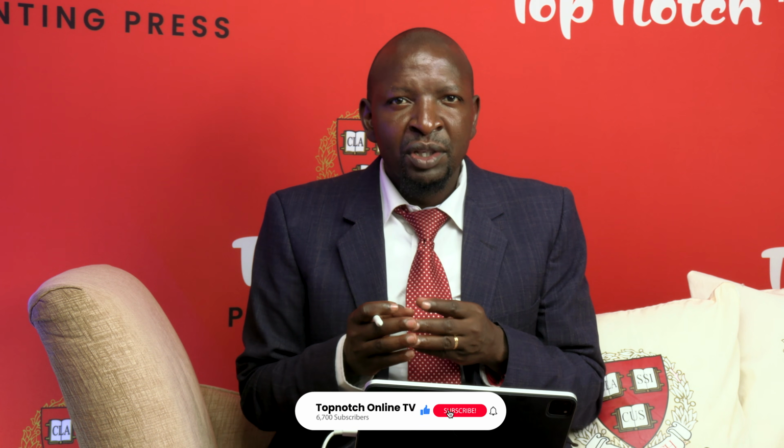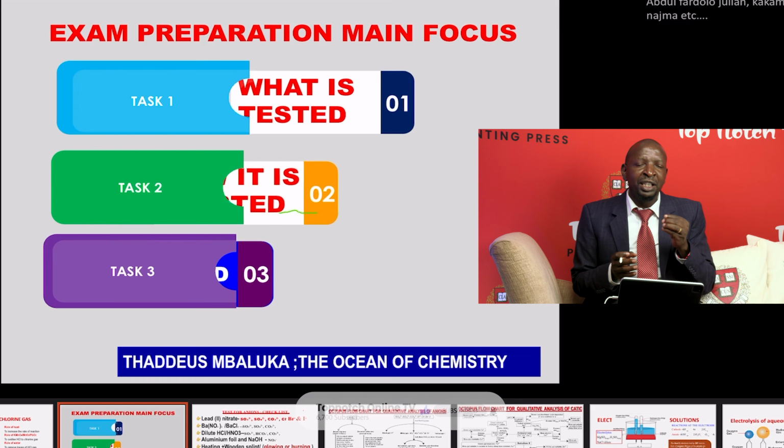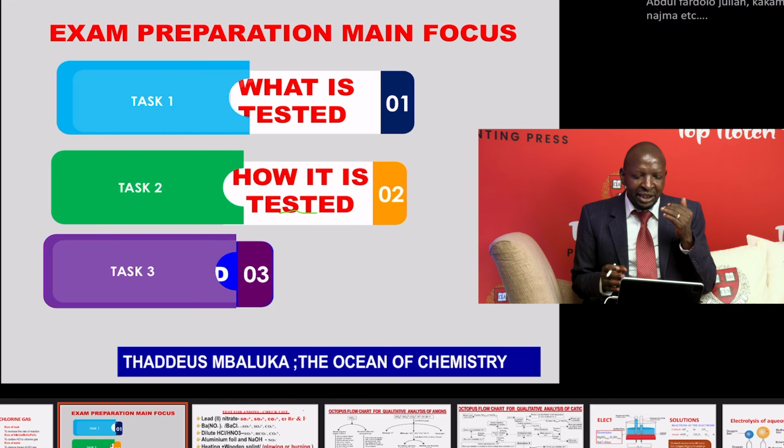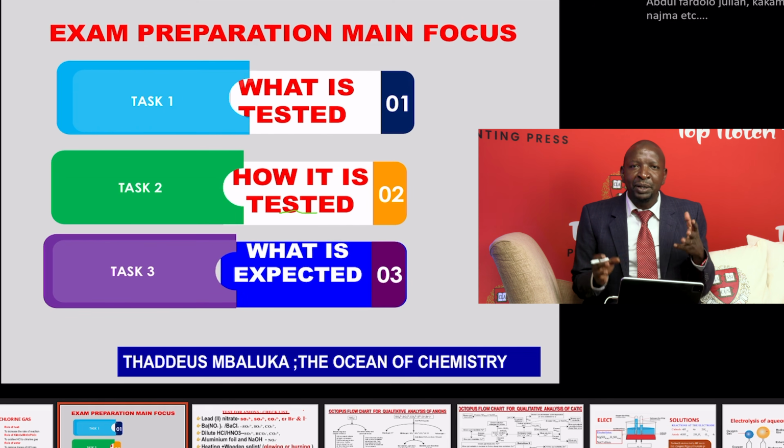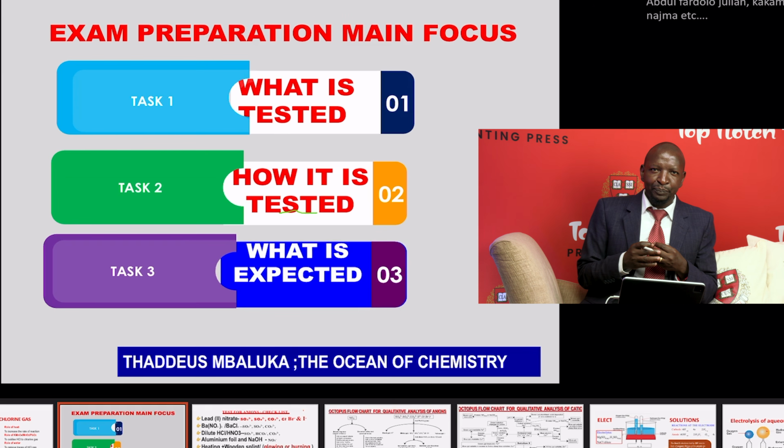Wherever you are waiting for an exam, you focus on three main areas. So we are focusing on the candidates and the Form 3 who are supposed to do their mocks, or rather their Form 4 entry exams, or the Form 4 who are waiting for their mocks and also the KCSE. When you're waiting for an exam, as a candidate, you focus on three main areas: what is tested, how it is tested, and what are the expectations of the examiner.